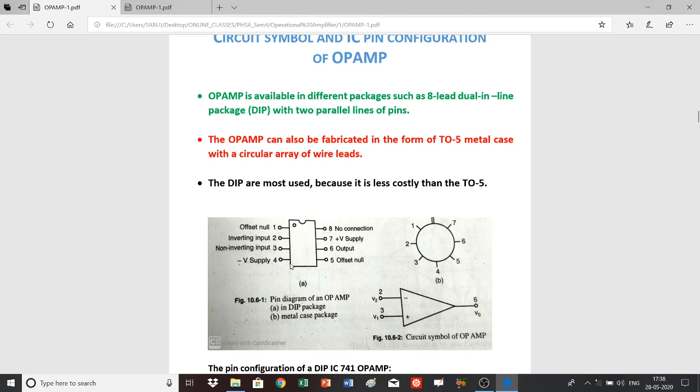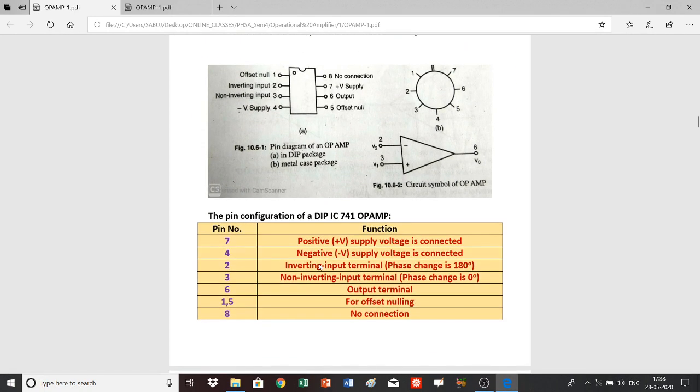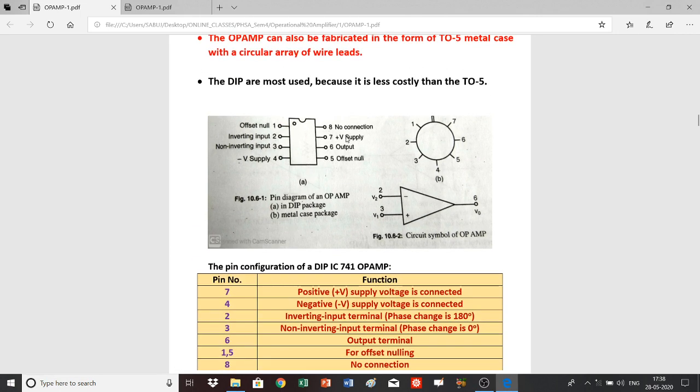And the different pins have certain functions. For example, here the functions of different pins are tabulated. First you see that 7 and 4. This is 7 and this is 4. Pin number 4 and 7: the positive power supply voltage is given to pin number 7, and the negative end of the power supply, minus V, is given to terminal number 4.